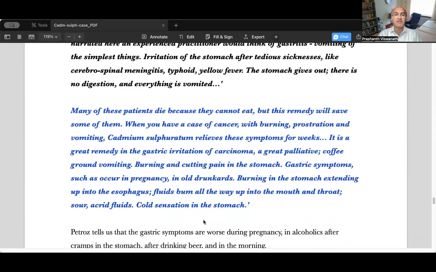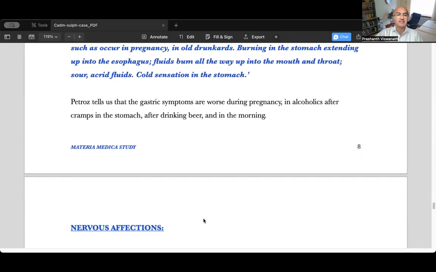It's a great remedy in the gastric irritation of carcinoma, a great palliative, coffee ground vomiting, whenever that is happening, burning and cutting pain in the stomach, gastric symptoms occurring in pregnancy or old drunkards. So what he says, see here, burning in the stomach extending up into the esophagus, burns, fluid burn all the way into the mouth and throat. So these are the gastric symptoms.